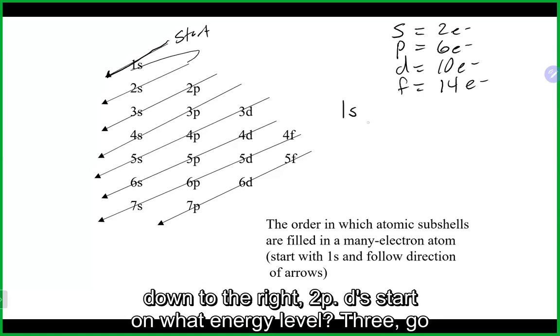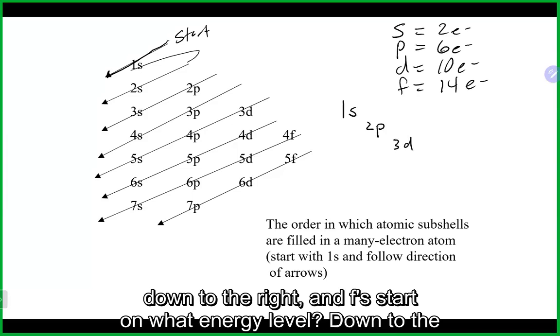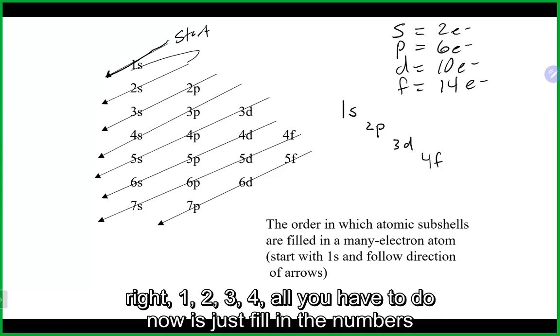So you go down to the right, 2p. D starts on what energy level? 3. Go down to the right. And F starts on what energy level? Down to the right. 1, 2, 3, 4.